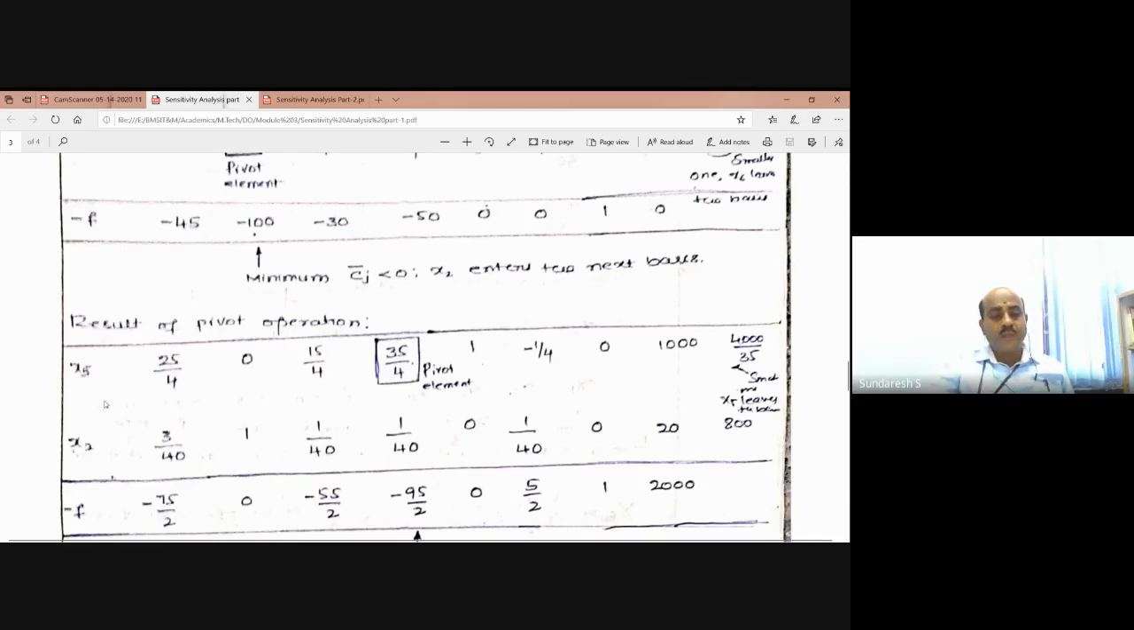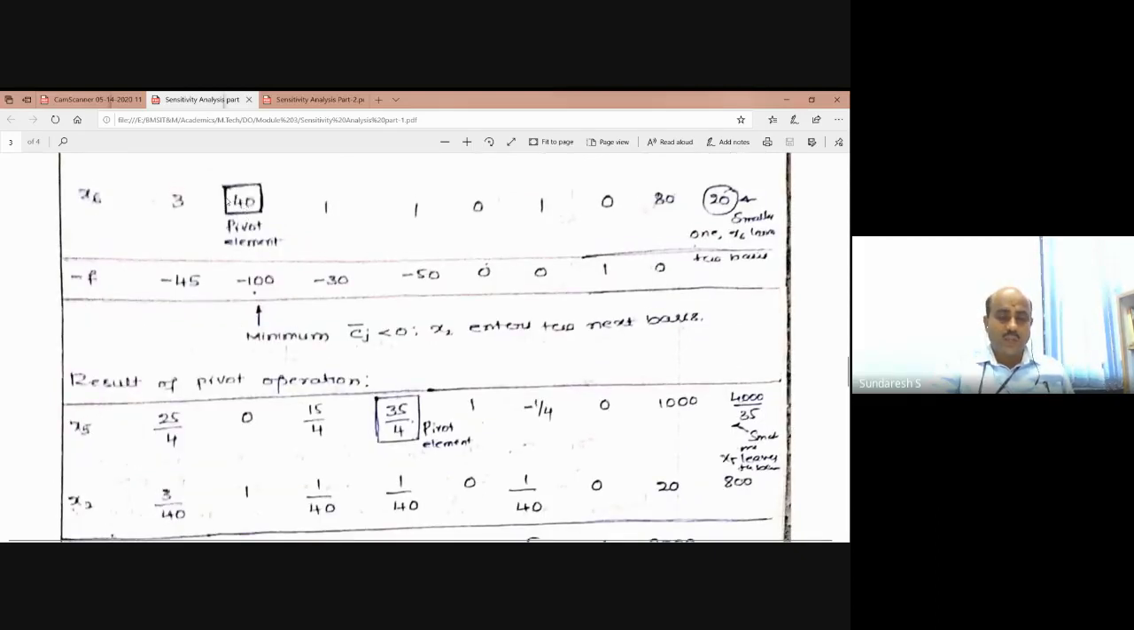So now the variable which enters the basis is X2. Okay. So now we have a pivot element of 40. Am I right? So first you complete the values of the variable which is entering the basis. In this case, X2 is the variable which is entering the basis. So first you can complete the table here for the X2 row.